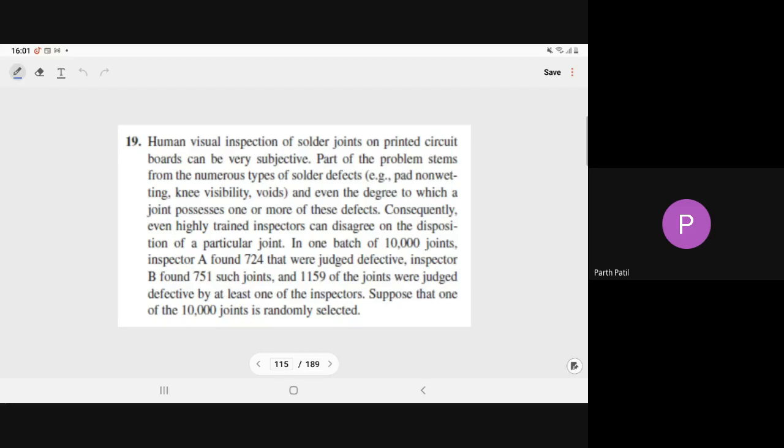Now let us have this question. Human visual inspection of solder joints on printed circuit board can be very subjective. I trust audio video is okay. Yes, sir.